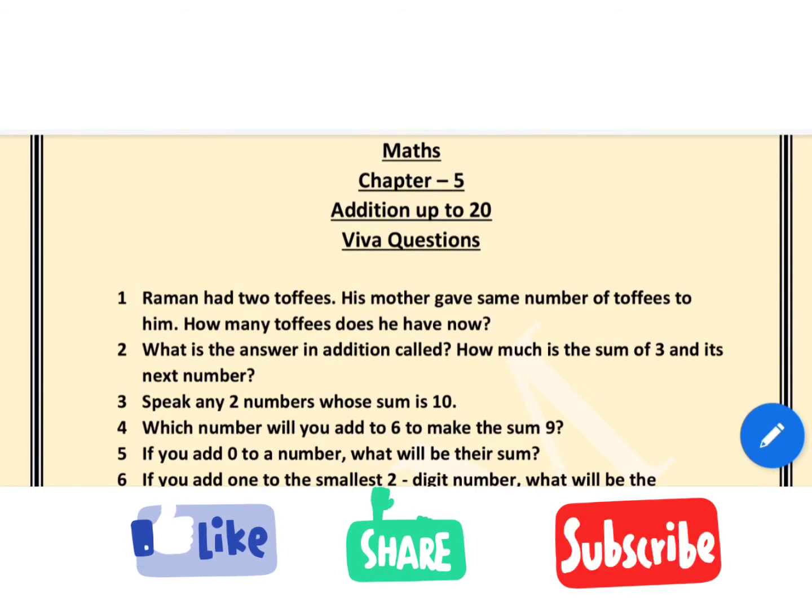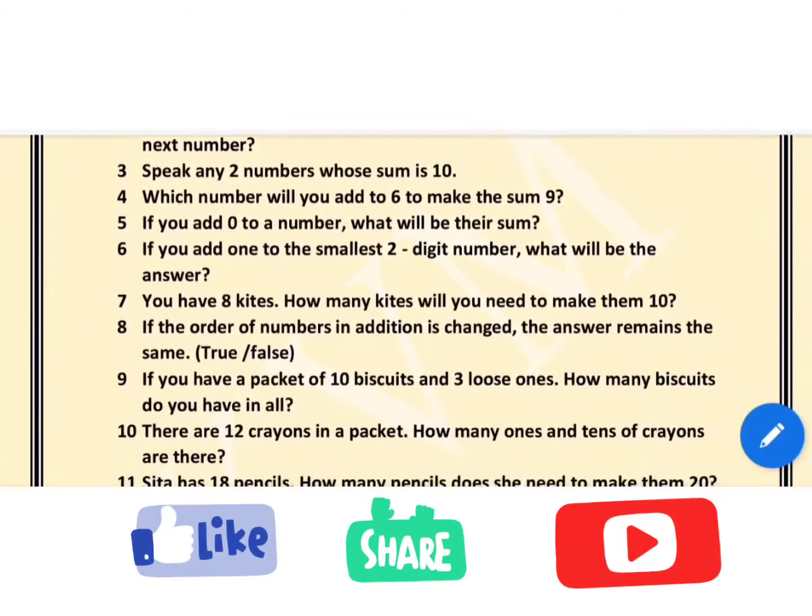If you add 0 to a number, what will be their sum? Read the question carefully. If you add 0 to a number, what will be their sum? The sum will be the number itself. So you have to complete the sentence. The sum is the number itself. Example, if you add 0 to 5, you will get 5. You will get the number itself. That is 5.